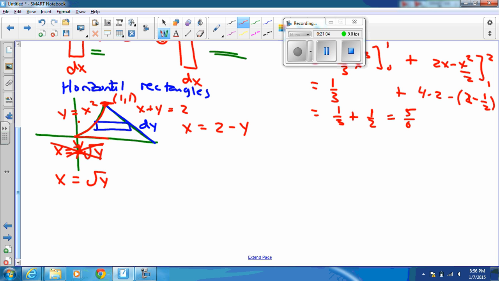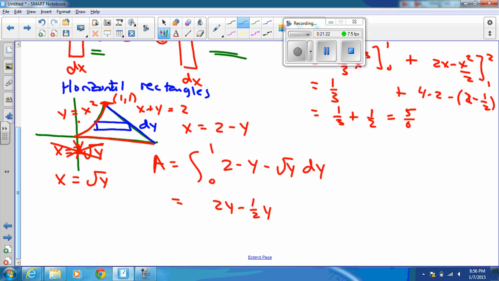And now at this intersection point 1, 1, I can read the very last y value. My top y value is going to be 1. My bottom y value is going to be 0. So the area is therefore the integral from 0 to 1 of right curve minus left curve. One simple single integral.